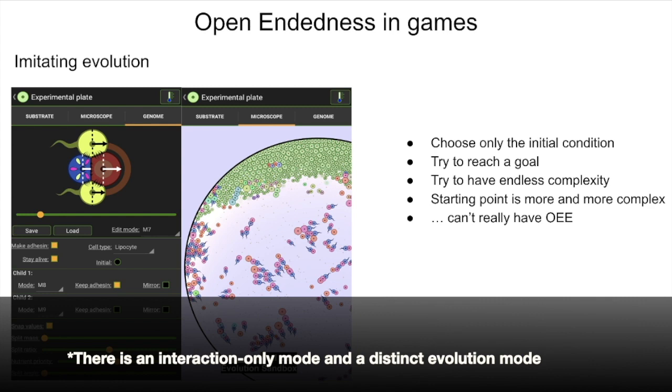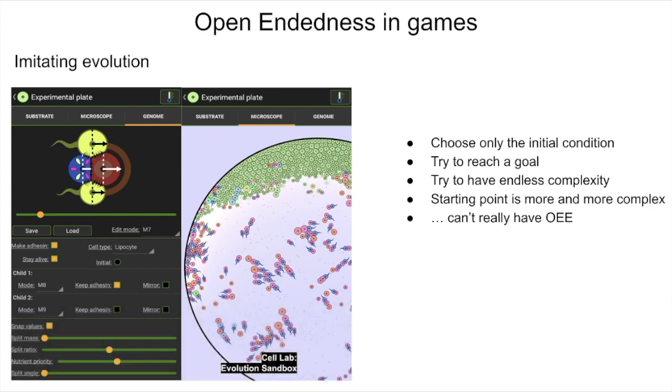You can get quite a bit of complexity in this game. To do that, you need a more and more complex starting point, so that you get basically complexity from complexity, and that would be okay if you could reach OE, open-ended evolution. But in reality, the game always plateaus at some point.